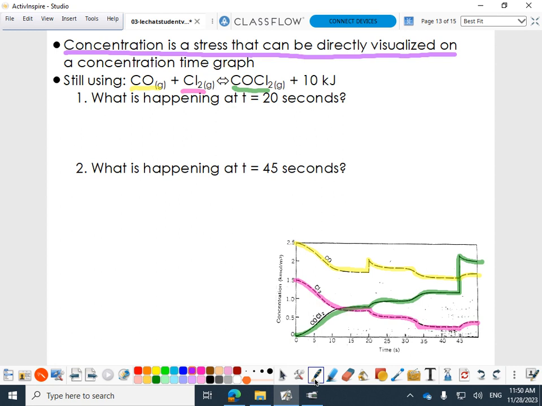So on this slide, under the concentration heading, we have included 2 times: time equals 20 seconds and time equals 45 seconds. The reason that they are on the same slide is because visually they have the same change. So here's a spike and here's a spike.